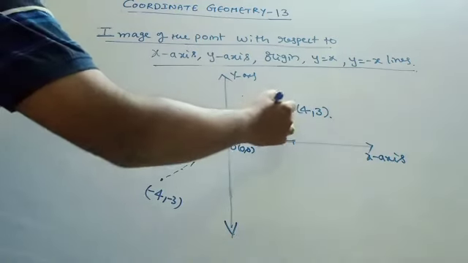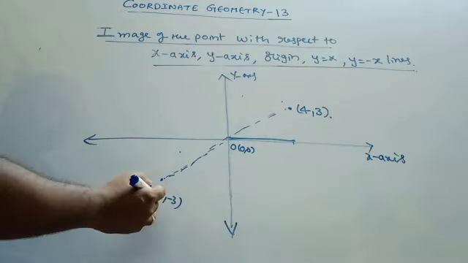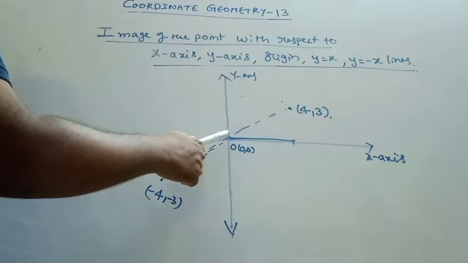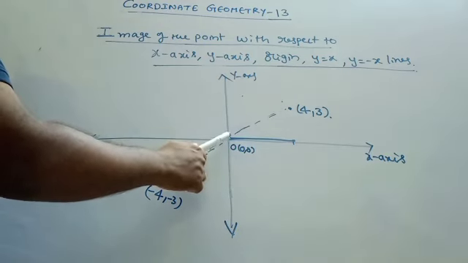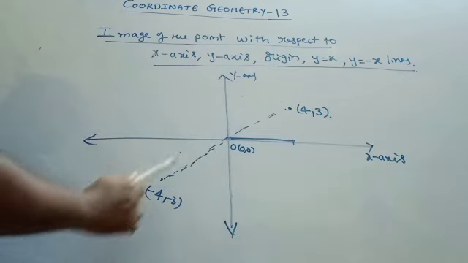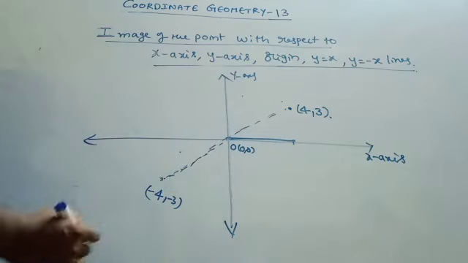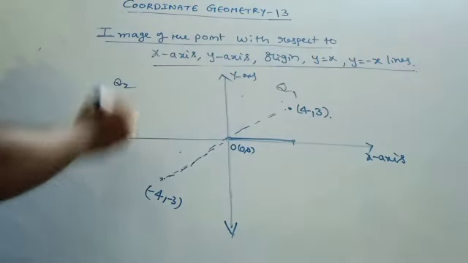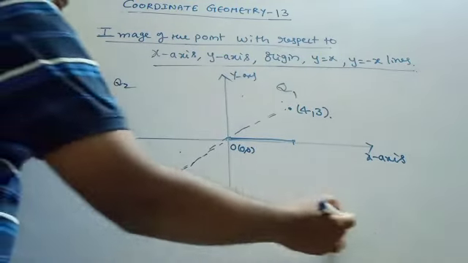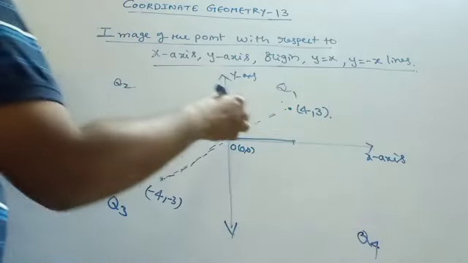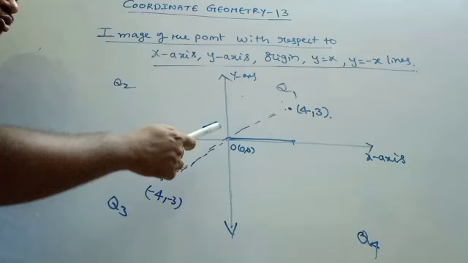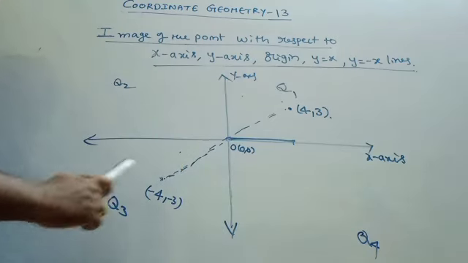Means 4 comma 3 becomes minus 4 comma minus 3, because when this point is mirrored, with respect to origin, then its image will be in the third quadrant. This is Q1, Q2, Q3 and Q4. A point which lies in the first quadrant, its image will lie in the third quadrant.